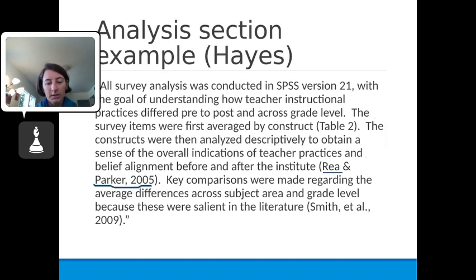This is that survey book. Key comparisons were made regarding the average differences across subject area and grade level because these were salient in the literature, right? So now again, I'm justifying why I compared different things, and then I have my citation. So this is essentially any kind of analysis of the survey. In terms of doing the analysis of the more open-ended questions, it's going to look a little bit different. It'll probably be more like a meld between a qualitative and a quantitative paragraph.